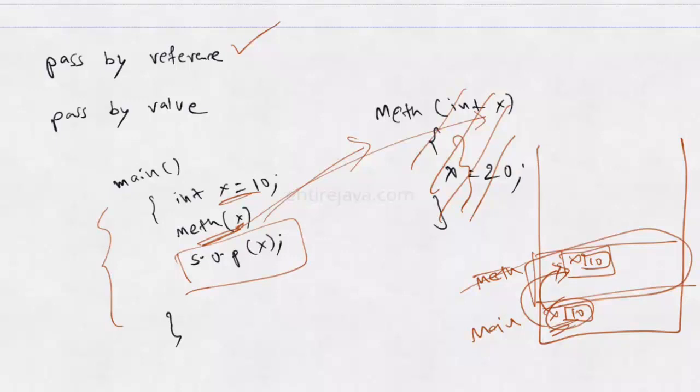If we are using pass by reference, then the value of x would be 20. That's because we are updating the value here. But since Java is pass by value, the value of x would still remain as 10, not 20. Now we understood what is pass by value and pass by reference. Let's take a look at our code.